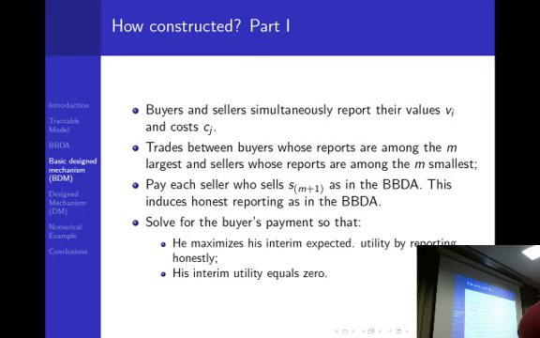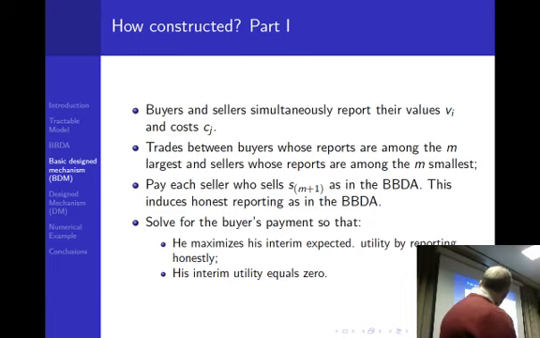In other words, we're doing exactly what we did in the buyer's bid double auction, and this, of course, will induce dominant strategy, honest reporting, because they can't affect the price they get. Then, and the important part is, we're going to solve for the buyer's payment. So it's incentive compatible. He maximizes his interim expected utility. After all, he knows his value, so he's going to figure out what he wants to report. And he'll want to report honestly. He wants to report his true values.